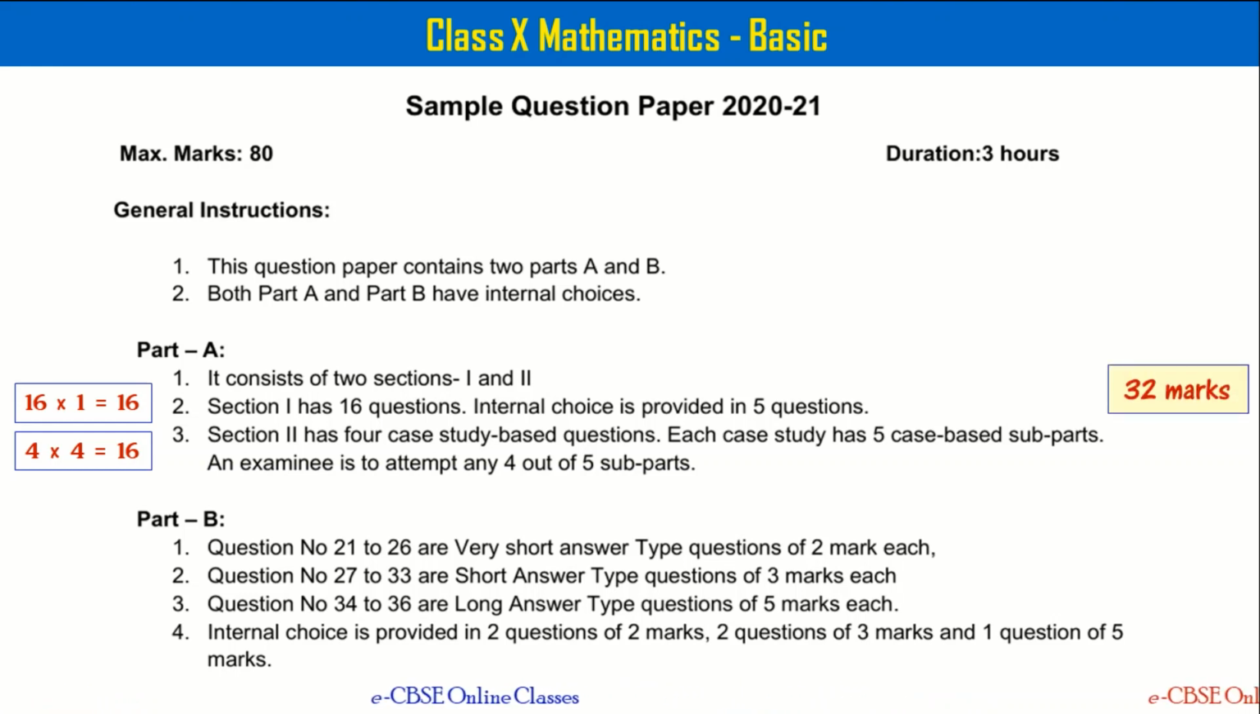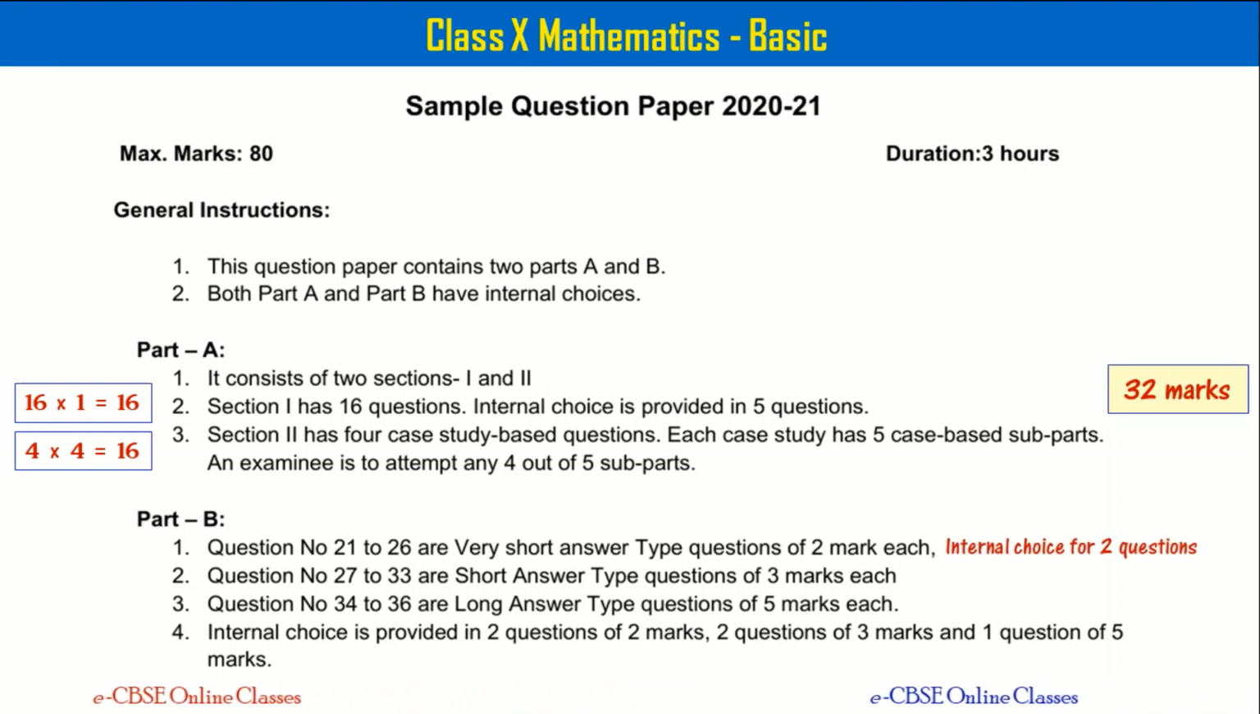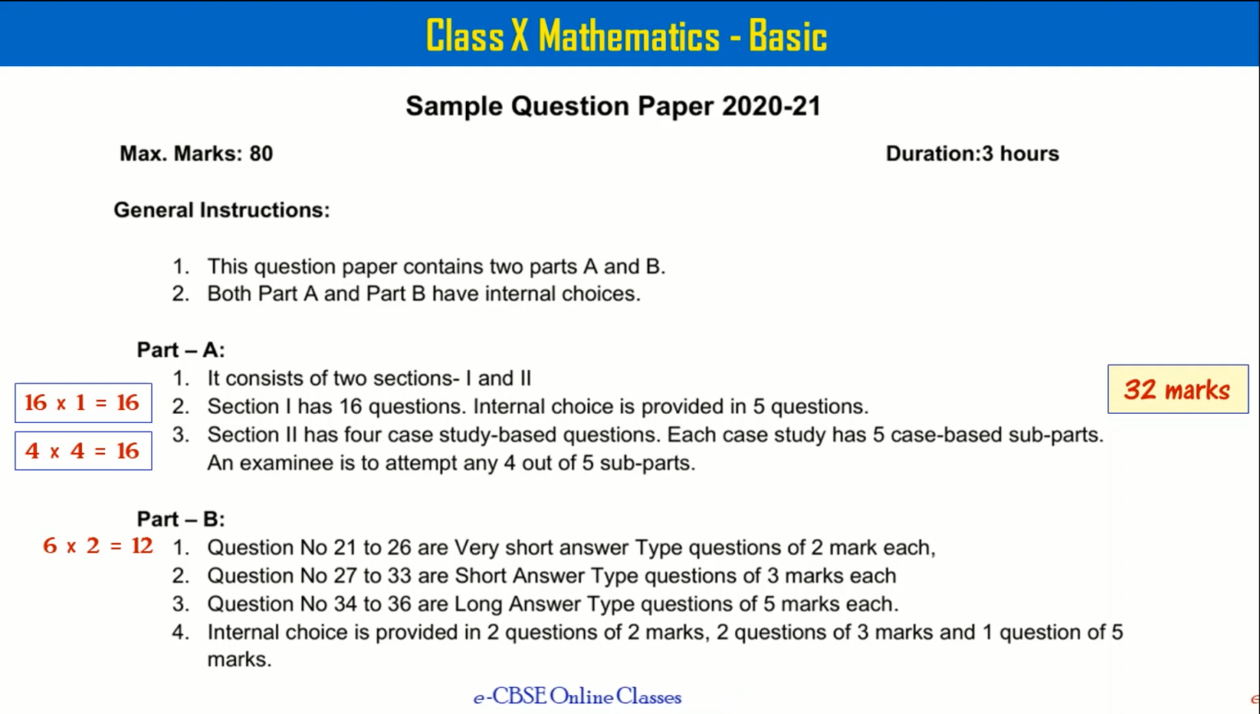Coming to part B, you have very short answer questions each carrying 2 marks and short answer questions each carrying 3 marks and few long answer type questions also, each carrying 5 marks. You have 6 very short answer type questions each carrying 2 marks. Please note that there is internal choice given for 2 of the questions. And the score you can make is 6 times 2, that is equal to 12 out of very short answer type questions.